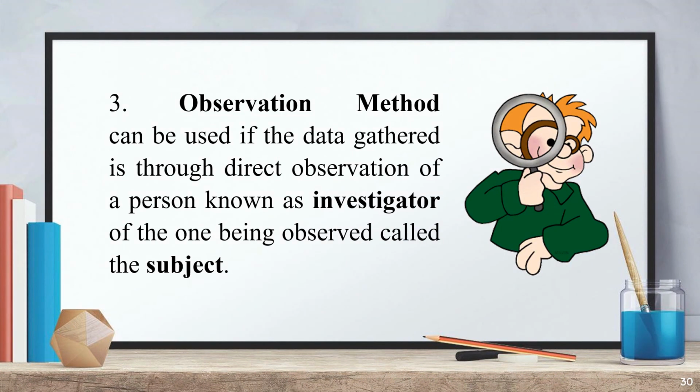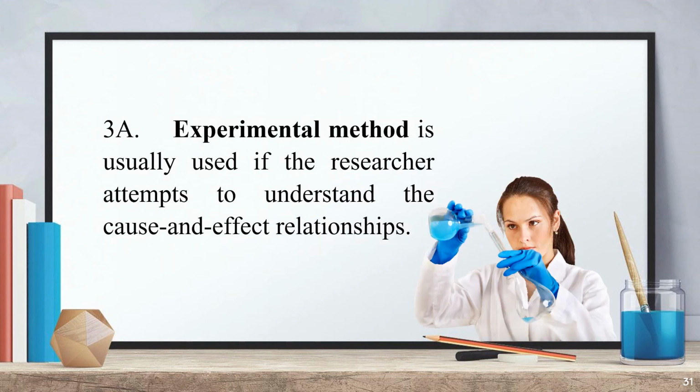Number 3 is observation method. Observation method can be used if the data gathered is through direct observation of a person known as investigator, of the one being observed called the subject. Under observation method is experimental method, which is usually used if the researcher attempts to understand the cause and effect relationships.